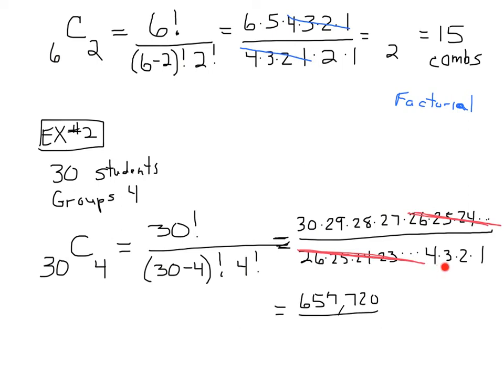Underneath, 4 times 3 is 12, times 2 is 24. And now I divide. And there are actually 27,405 different groups, different combinations of groups. Wow, there's 27,405 different groupings of students in a classroom. And remember, it doesn't matter what order I name you in, you're still the same group. All right, we'll try one more example.